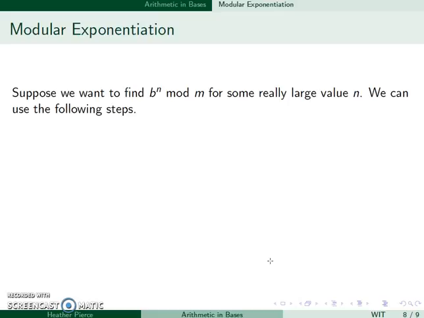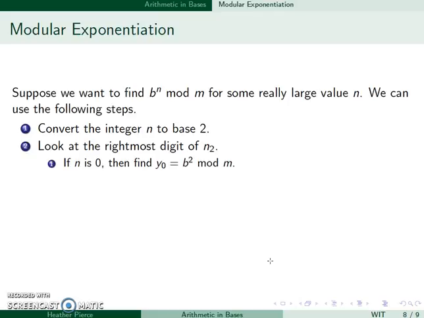I can also find b to the n mod m for some really large value of n using binary. I'm going to do this by converting my integer to base 2. I'm then going to start with the rightmost digit of this base 2 integer. If it's a 0, I'm going to square the value of b. If it's a 1, I'm going to square b, and I'm going to multiply b by 1, so I'm going to have two steps.